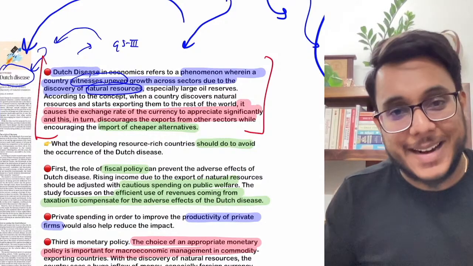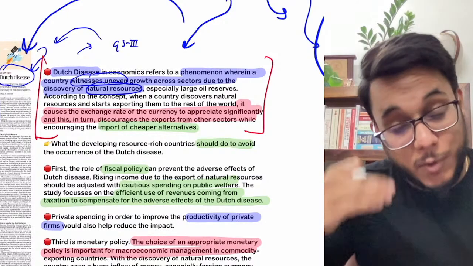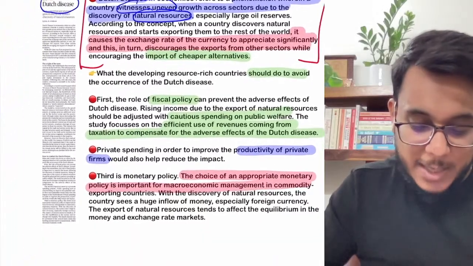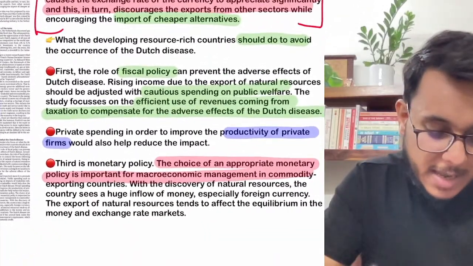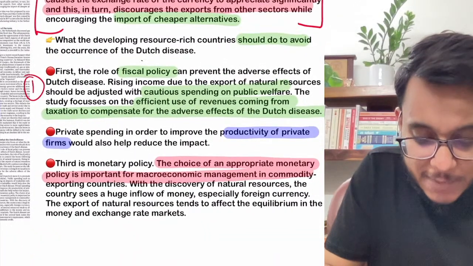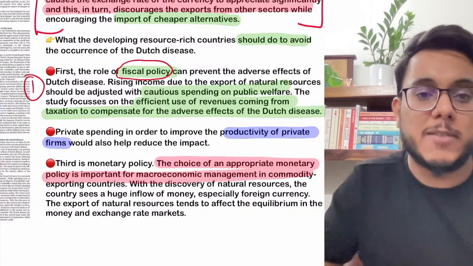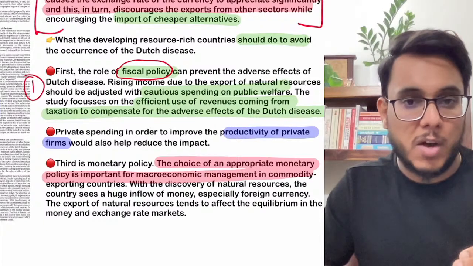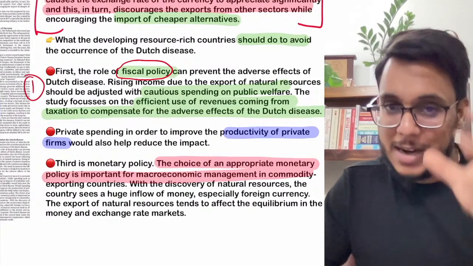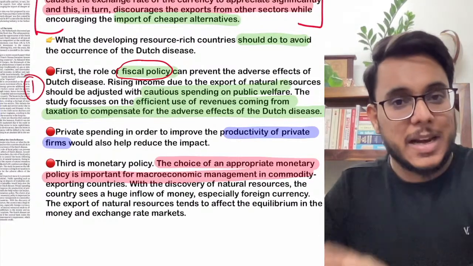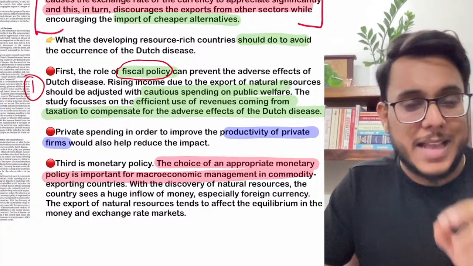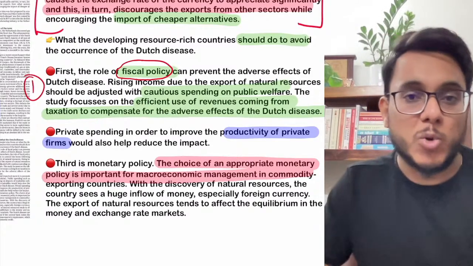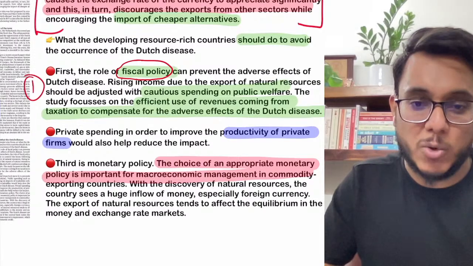Now what can a country do in order to avoid this particular problem? There are certain steps that could be taken. Number one step is the government needs to use the fiscal policy very carefully. What is the fiscal policy? Fiscal policy is the policy of government which determines the expenditure as well as receipts of the government. Expenditure, where the government is going to spend, what expenditure it is going to do, all these kinds of things.